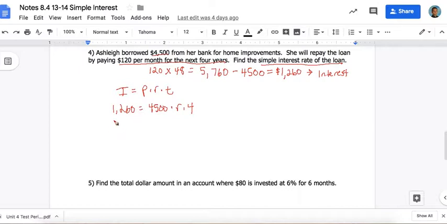Now, what I'm going to do here is multiply the two numbers and then put the R after it. So 4,500 times 4 would be 18,000 times R. And then to get the R by itself, I have to divide both sides by 18,000. The 18,000s are going to cancel, and I get 0.07. Now remember, that's a decimal, so now I got to change it to a percent for the rate, so the rate is 7%.